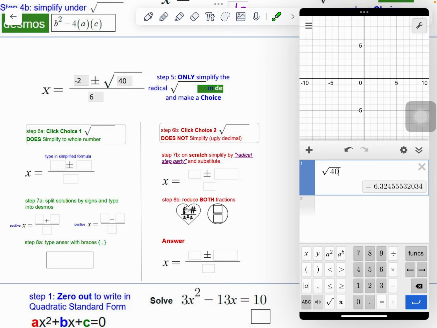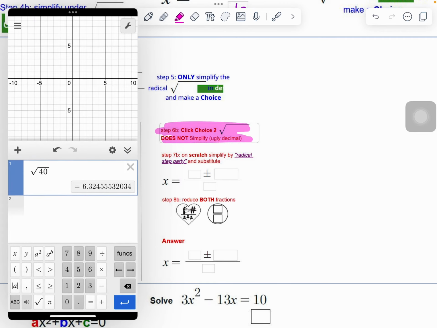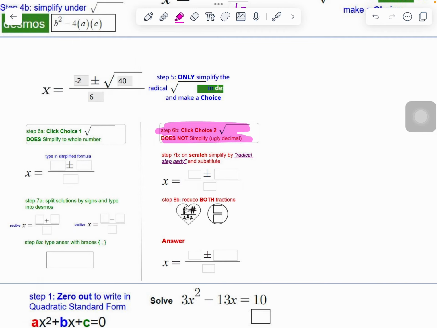So I got a decimal. We got an ugly decimal, so we're going to select this right here. We got an ugly decimal, and we're going to do the step party or the birthday cake. I'll go ahead and do the step party on this. Remember, we're dividing by our prime numbers, 2, 3, 5, 7, 11.